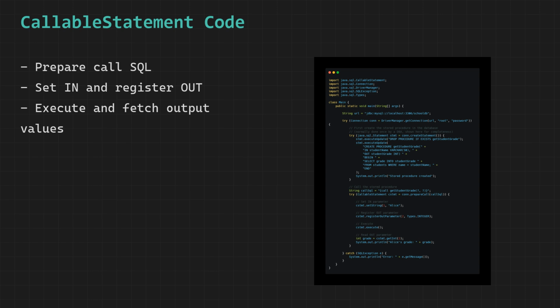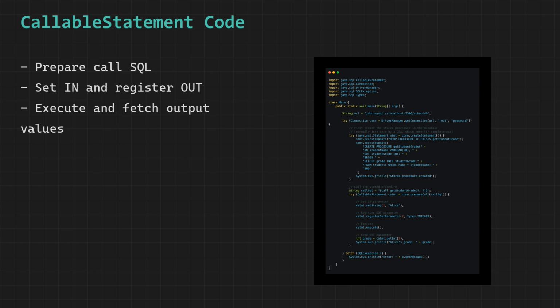registerOutParameter(2, Types.INTEGER) tells JDBC that the second question mark is an out parameter of type integer. This registration is mandatory for out parameters. execute runs the procedure on the database server.